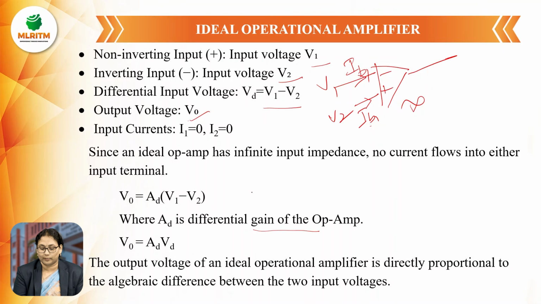So we know that V1 minus V2 is the difference voltage. We will represent this difference voltage by VD. So VD is equal to V1 minus V2. Therefore, V0 is equal to AD into VD. The output voltage of an ideal operational amplifier is directly proportional to the algebraic difference between the two input signals.